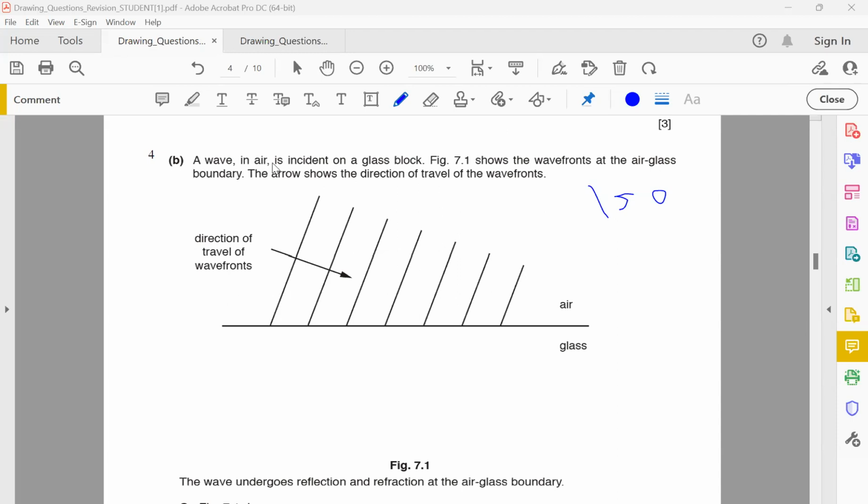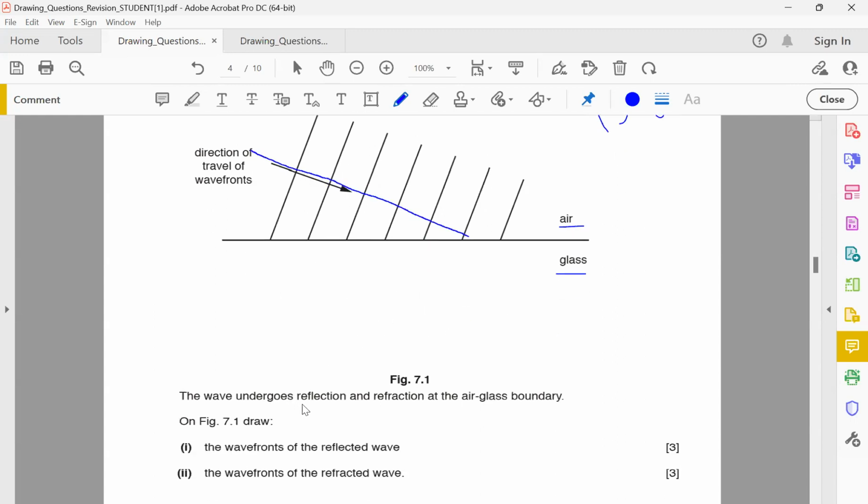It says that a wave in the air is incident on a glass block. Figure 7.1 shows the wave fronts at the air-glass boundary. This is the air, this is the glass boundary. The arrow shows the direction of travel of the wavefront. This is your direction of travel here, right? First and foremost, they said that the wave undergoes reflection and refraction, guys. And they want you to draw the reflected waves first.